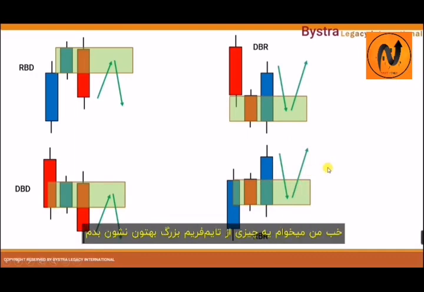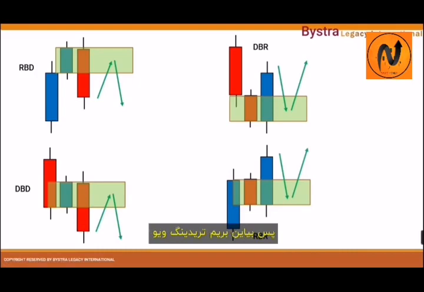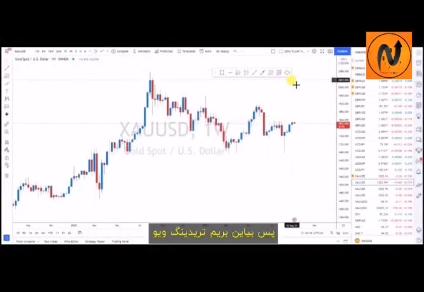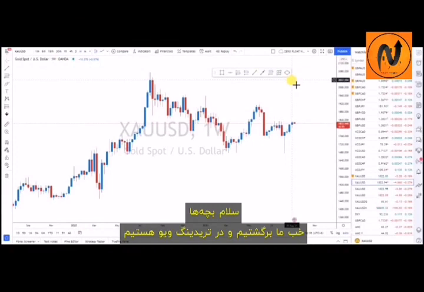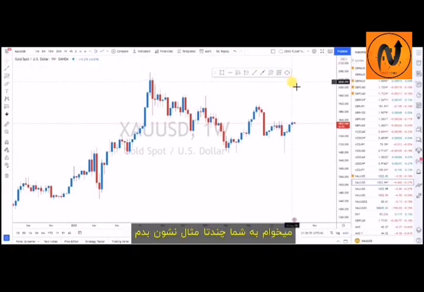So I'm going to show you something from the big time frame and what it looks like in the small time frame. So let's go to TradingView. Hi guys, so we are back at TradingView. I'm going to show you some examples of what it looks like at the big time frame and how it looks in the small time frame.